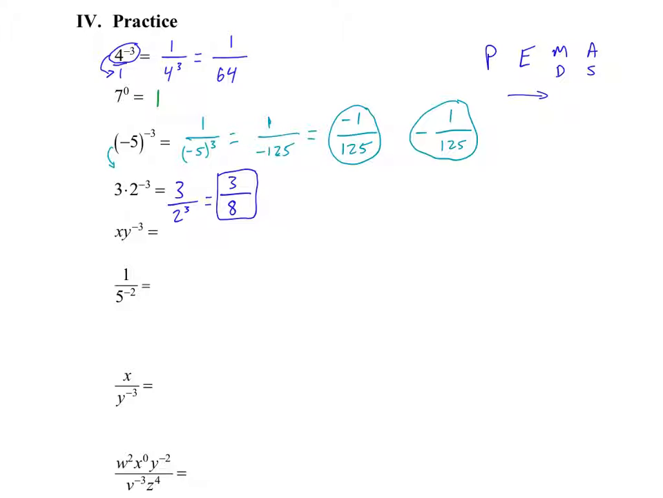You can, I suppose, punch this thing right here at the beginning in your calculator. Do 3 times 2 to the negative 3. It'll give you 0.375, but then make sure you change it back to a fraction. Pretty please.